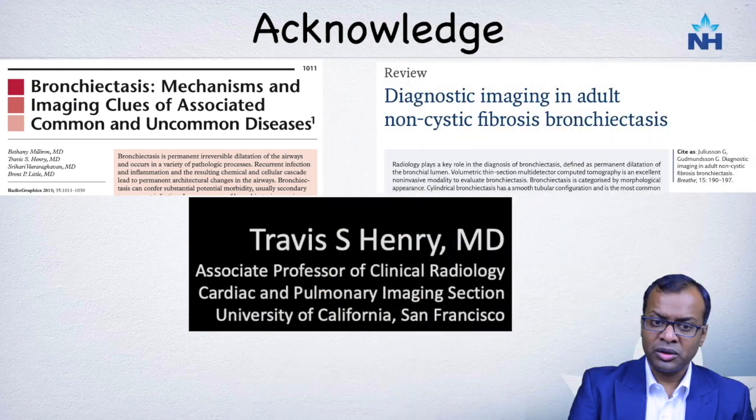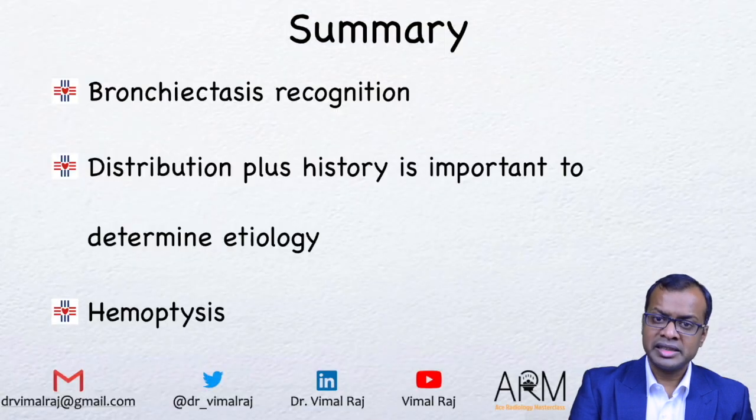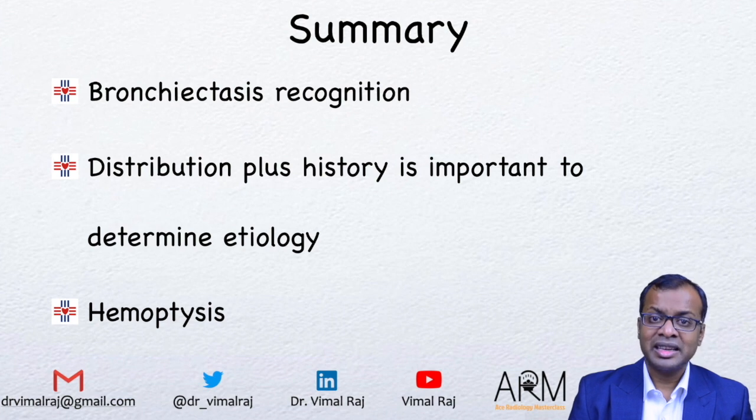I would like to acknowledge these three resources which I have used in preparing this presentation. And in summary, I would like to tell you that bronchiectasis is irreversible dilatation of bronchi, and on CT, it can be recognized by looking at non-tapering of bronchi, a dilatation of bronchi which is more than the adjoining vessel, and seeing bronchi in the peripheral aspect of the lungs on CT.